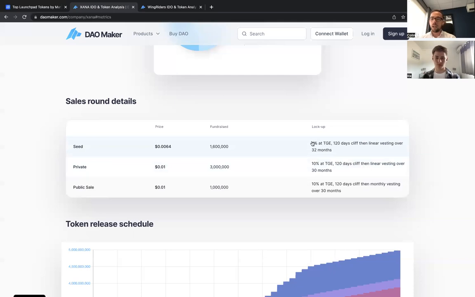Okay, then we have all the TGEs finished. You get a 120-day cliff. What does that mean? Over the 120 days, you get to release the rest of your tokens, you get to sell the rest of your tokens. Is that what that means? I think so. So it says 120-day cliff, then linear vested over 32 months. Ah, okay. So what does this first part mean? Yeah, I don't know.